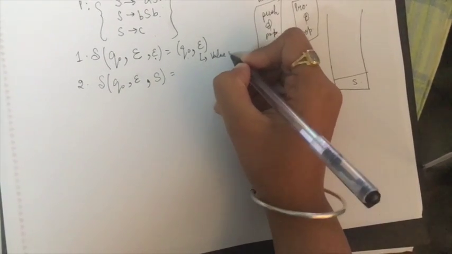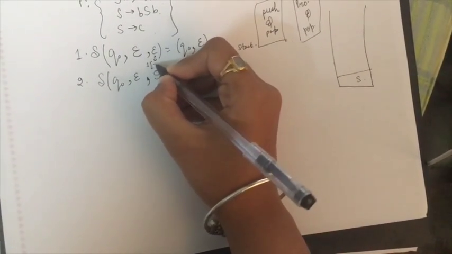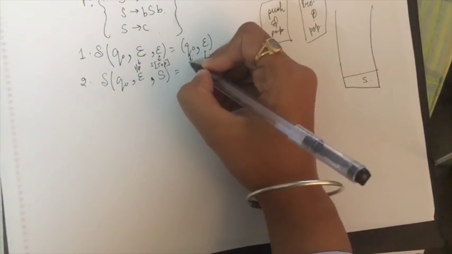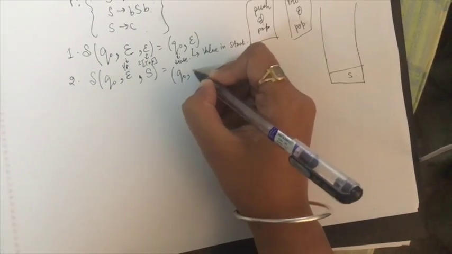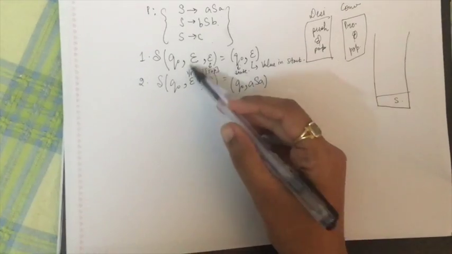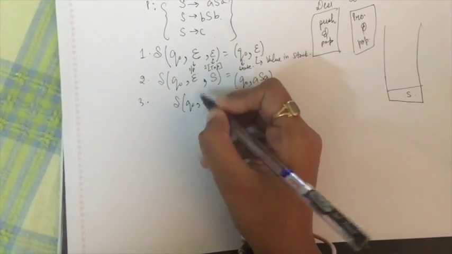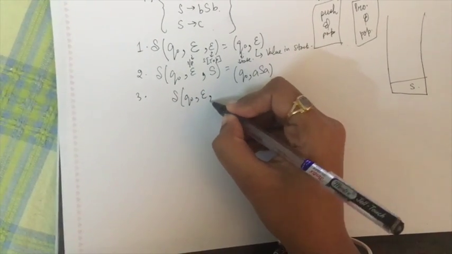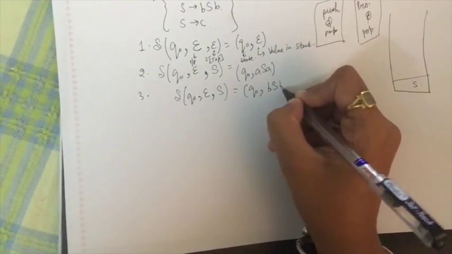Values in stack. This is what stack's top. This is input symbol. This is present state. So this is going to lead me to Q0, comma ASA. Why Q0? Because there is no change of the input symbol. Then again, writing down the third production rule, no change of input symbol, and since we are writing down the production rules, we take the input symbol as null. So S giving me Q0, comma BSB.